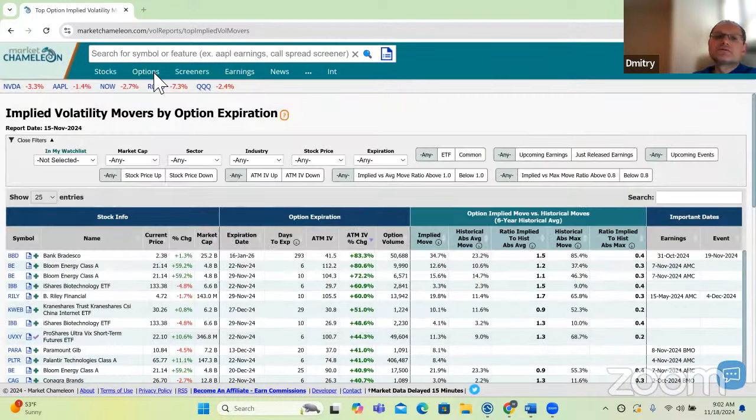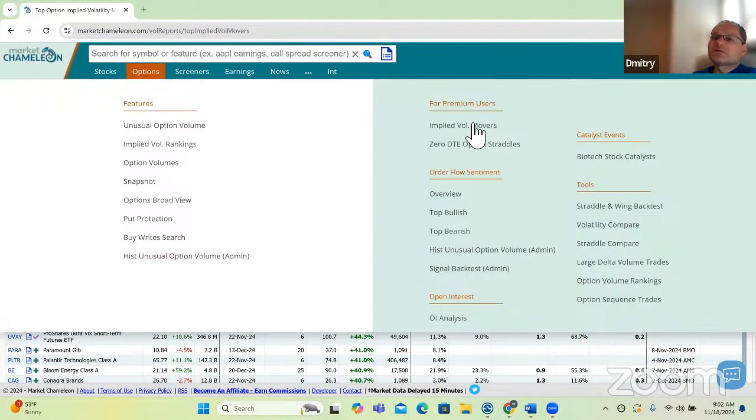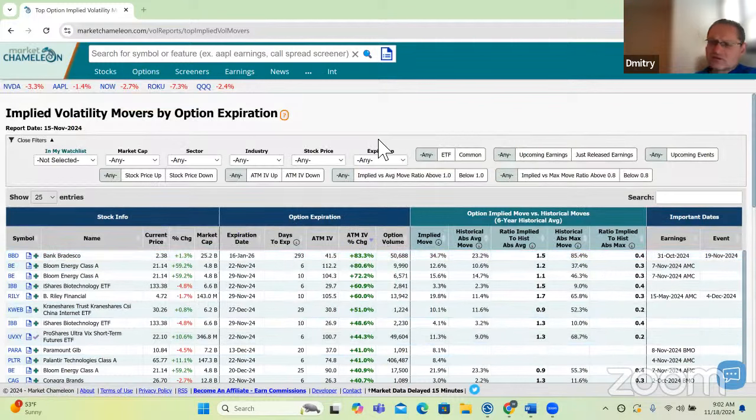So here, if you go all the way at the top, main menu under options and go to the right, you'll see over here implied vol movers. All right. And this report really can find options where the implied volatility is getting crushed or implied volatility is spiking. But we're going to look at some of the options that had a big increase in implied volatility.